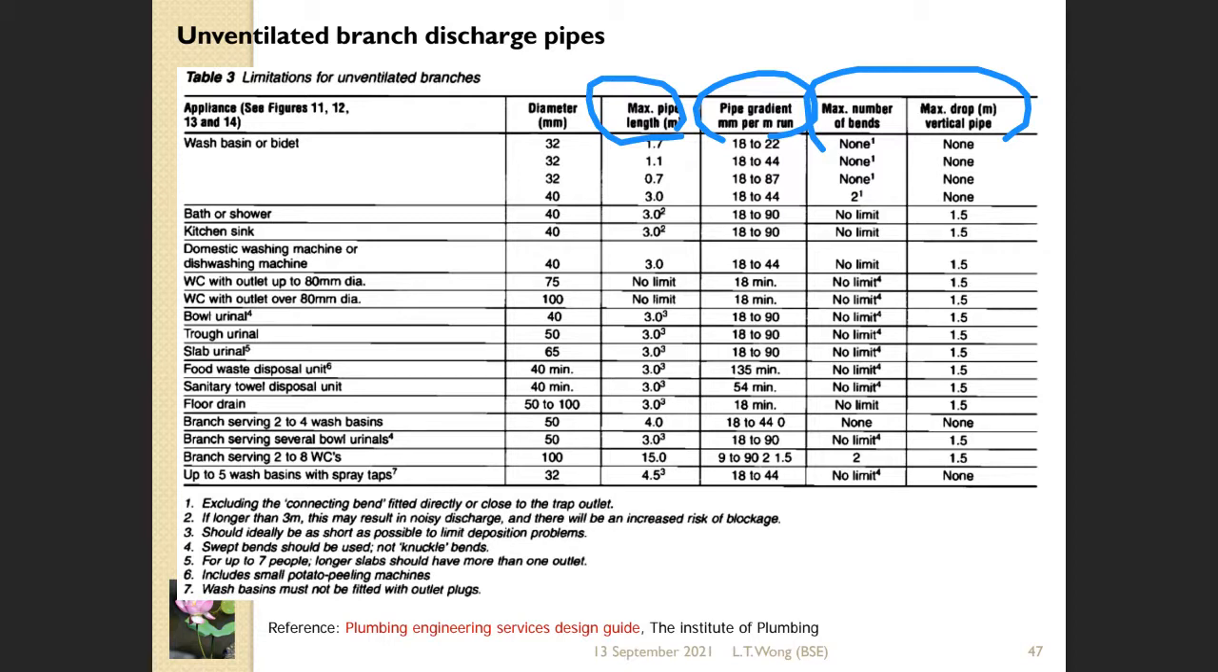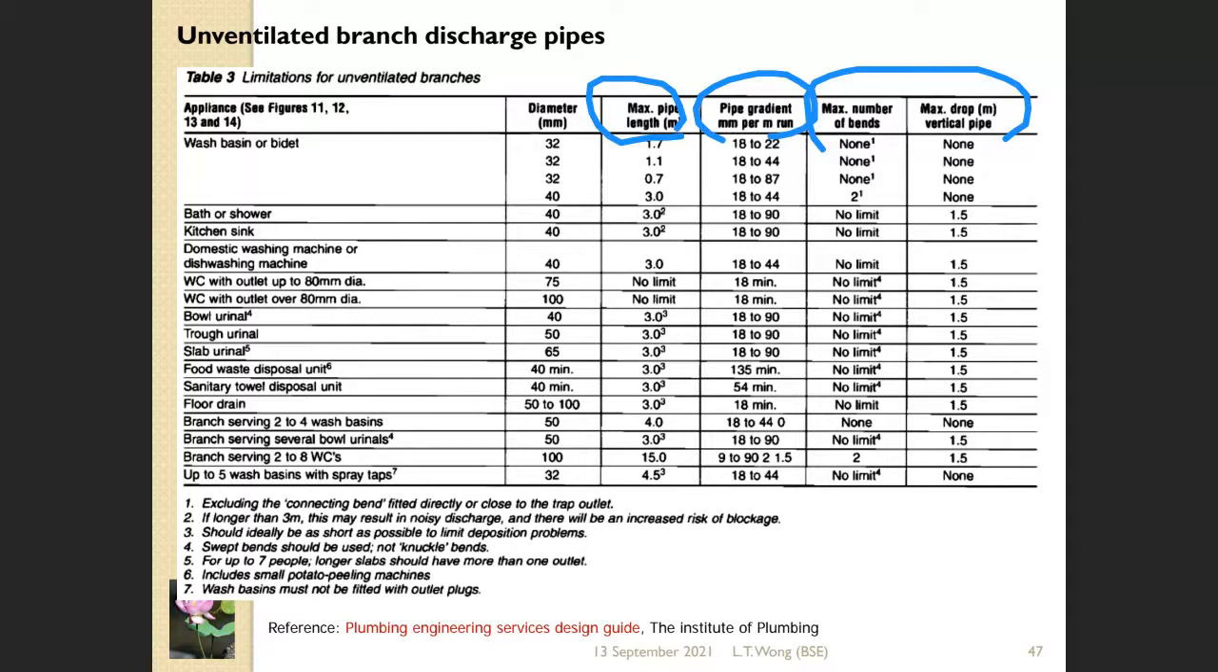Okay, so this so-called unvented one means, if the pipe can fulfill all the requirements here within the maximum length, the pipe gradient between 18 to 22 mm per meter run, which means a drop of 18 mm per meter run, which is a gradient, and a maximum number of bends, no bends, no drop. If this is the case, this pipe can be unventilated. Longer than that, we need ventilation.